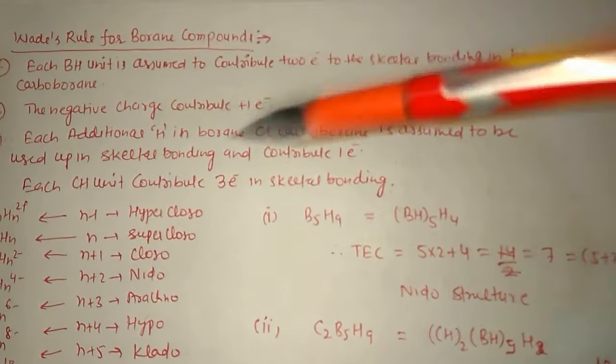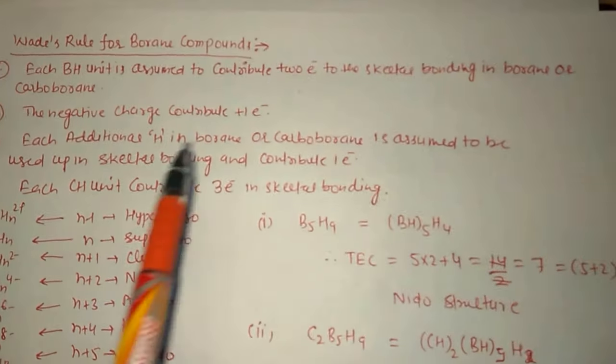Second point, a negative charge contributes plus 1 electron. Each additional hydrogen on a borane or carborane is assumed to be used up in skeletal bonding and contributes 1 electron. Each CH unit contributes 3 electrons. So first of all we have to calculate the total electron count.